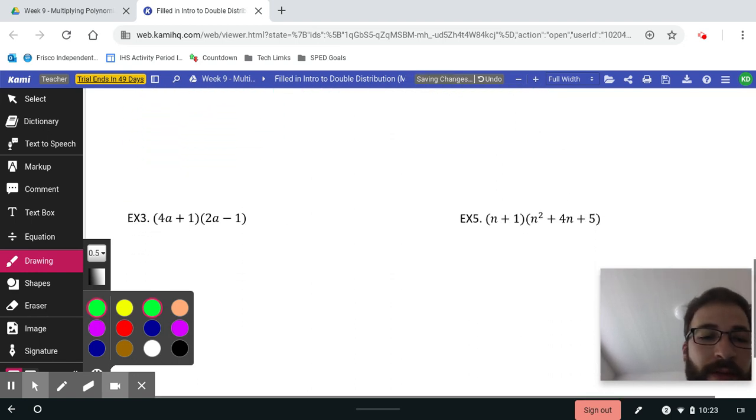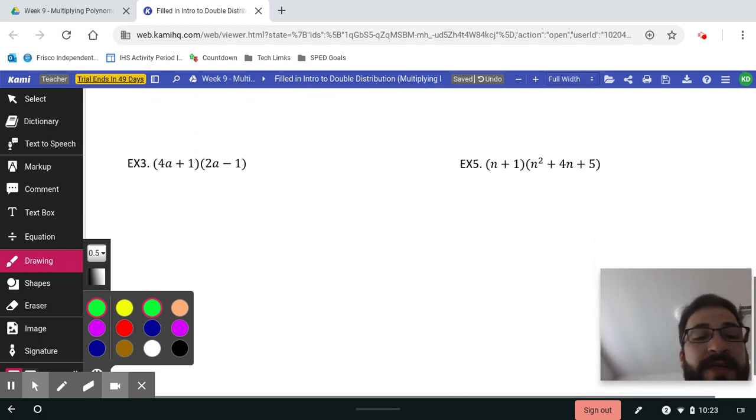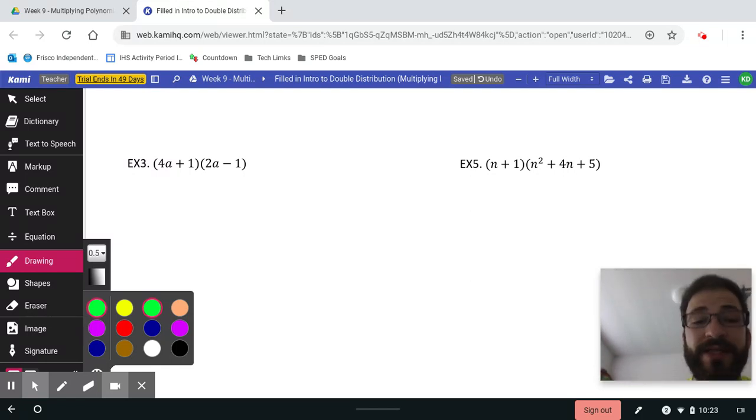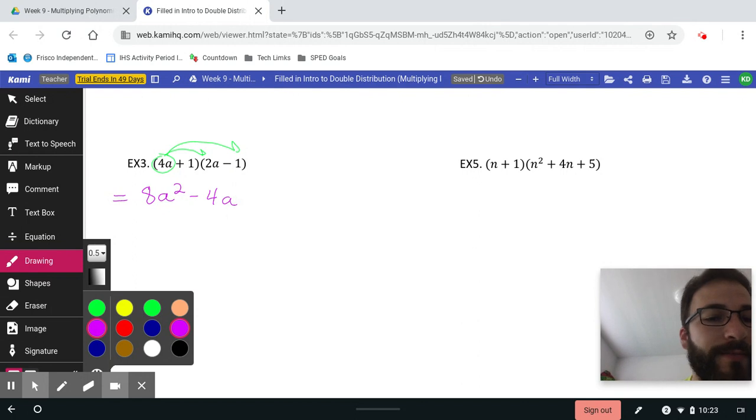Just like so. Now looking at example 3, we have 4a plus 1 times 2a minus 1. So we've got some coefficients in front of our a's, but that doesn't really change anything. It just means we're going to be multiplying by both the a term and the coefficient. Okay. So I take my first term, 4a, and I distribute it to everything in here. So 4a times 2a, 4 times 2 is 8. a times a is a squared. 4a times negative 1 is just negative 4a.